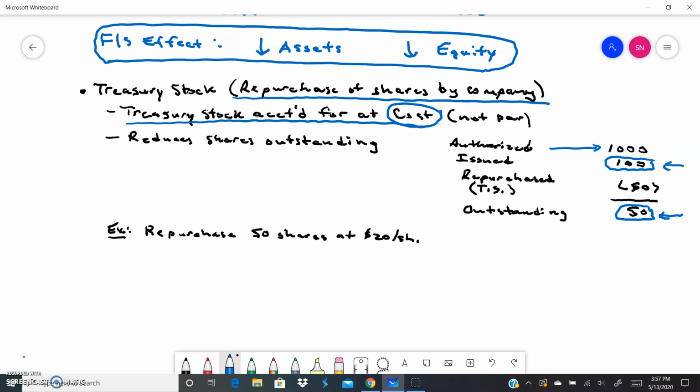So let's just take a look at the entries here. To repurchase, we're going to use an example. We're going to repurchase 50 shares at $20 a share. So we're going to debit treasury stock, and I'm just going to abbreviate TS. And remember, it's going to be at cost. So cost in this case is 50 shares times $20. And so that's going to give us $1,000. And we're going to finish this up on the next part.